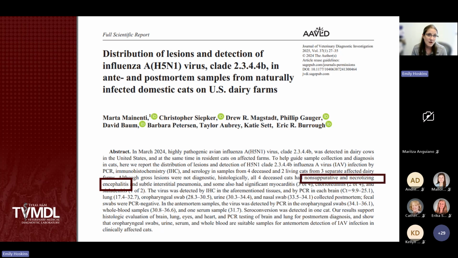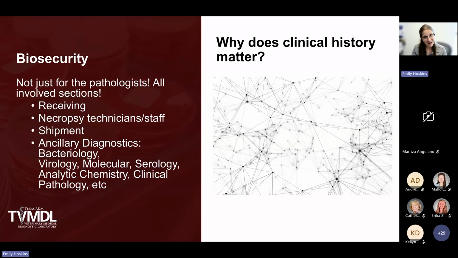So I'm keeping this presentation pretty light, but I do have to emphasize the serious repercussions that can happen regarding providing a clinical history and biosecurity. And I'm not just talking about exposure to the pathologist, I'm talking about all involved sections. So receiving, the necropsy technicians and staff, shipment if you're shipping out to other referral labs, and then of course all of our ancillary diagnostic sections: BAC-T, virology, molecular, serology, analytic chem, clinpath, and I haven't mentioned all of the sections.